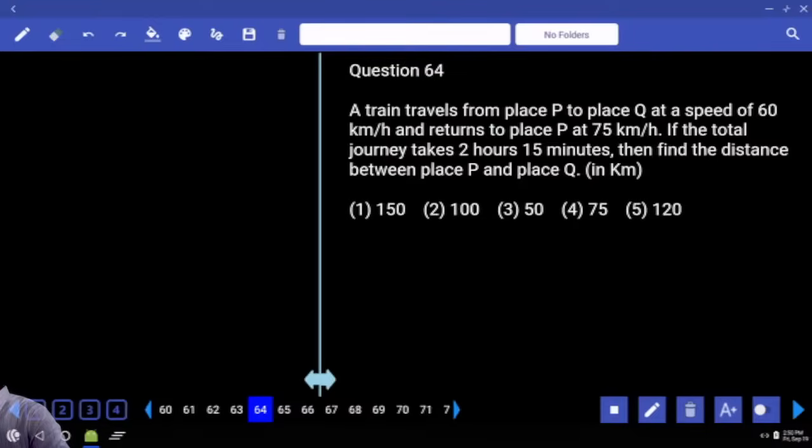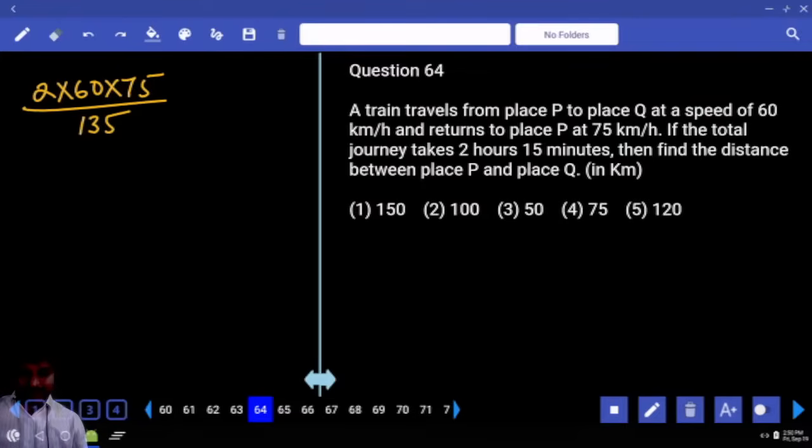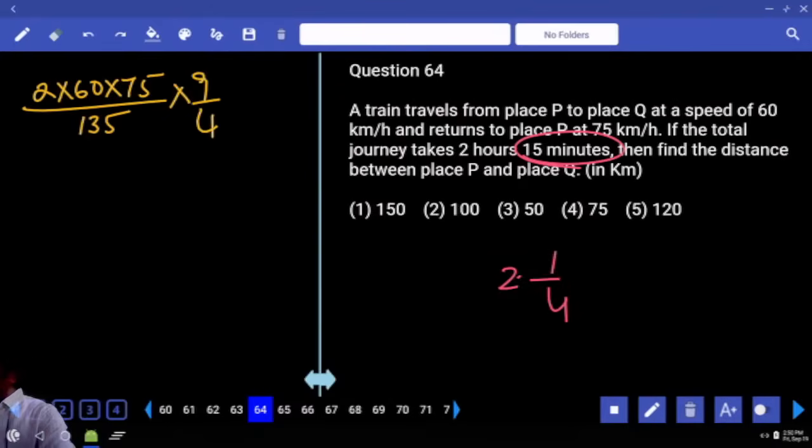If distances are the same, correct? 2 times onward speed 60, return speed 75, a plus b is 135, 2ab by a plus b. This is the average speed maintained for the entire journey. If the total journey takes 2 hours 15 minutes, 15 minutes converts to hours, 15 by 60, 1 by 4, so 2 1/4, which is 9 by 4. Average speed multiplied by total time will give you the total distance. Assume the onward direction distance is d, then with the return, the total distance is 2d.